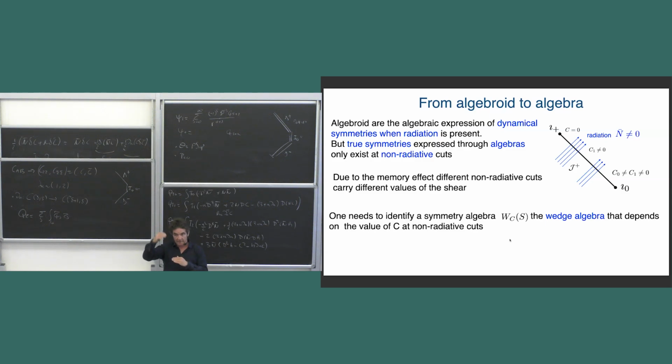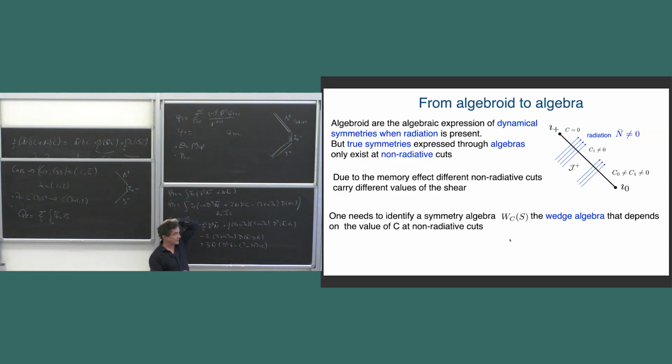That's the way you should think. And then you end up into another symmetry algebra. So this is a symmetry algebra labeled by the shear C0, and here you have a symmetry algebra labeled by the shear C1. And of course, because of the memory effect, at I+ you have the symmetry algebra labeled by the shear C equals 0, which is really the symmetry algebra that people like Andy or in perturbative theory look at. You look at the symmetry algebra in the background of no shear.